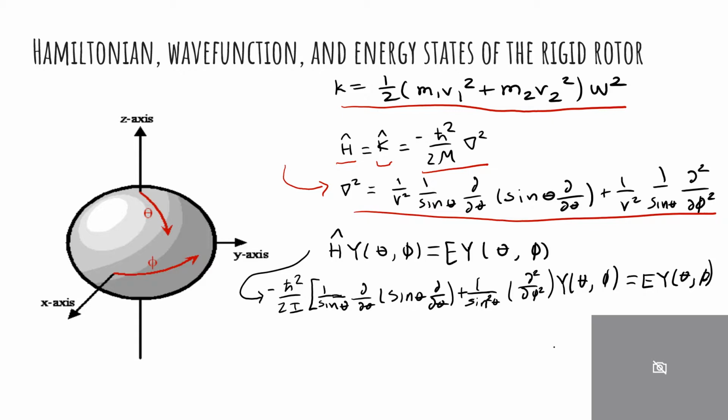Now that we have the Hamiltonian operator, we can get the Schrödinger equation. Since the rotation of a linear rigid rotor is completely specified by two angles, theta and phi, the wave function depends only on them. So the rigid rotor wave function is denoted by Y of theta and phi. So we get that the Schrödinger equation is equal to this.